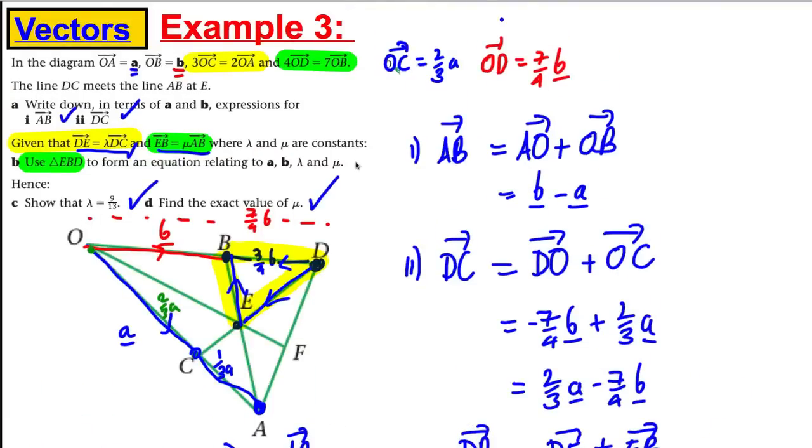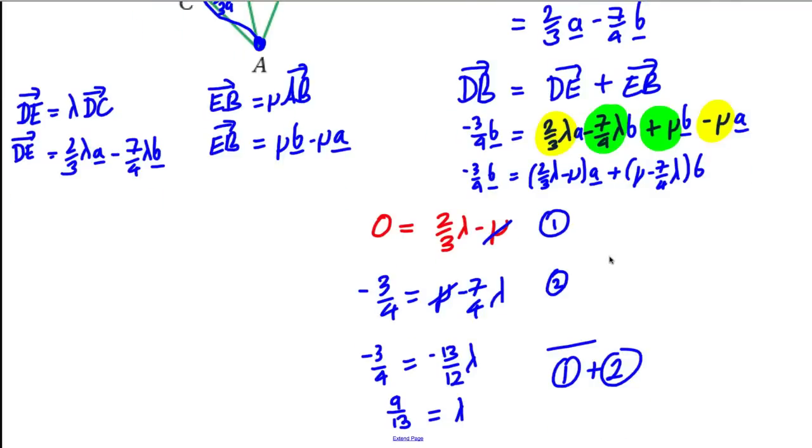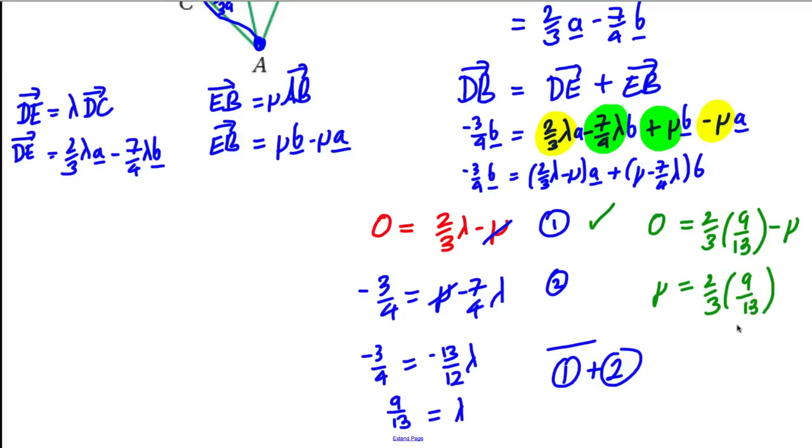Hence, find the exact value of mu. We'll just substitute it back into one of the equations. Which equation can I substitute it back into? I could clearly substitute it back into this one. So 0 must be 2/3 multiplied by 9 over 13, subtract mu, add mu to both sides. Mu must be 2/3 multiplied by 9/13. And when you do that, you get yourself 6/13. So mu actually turns out to be 6/13, and we're done. So yes, it was a tricky question, but what you need to do is be exceptionally good with your algebra for these type of questions and label your diagram precisely.